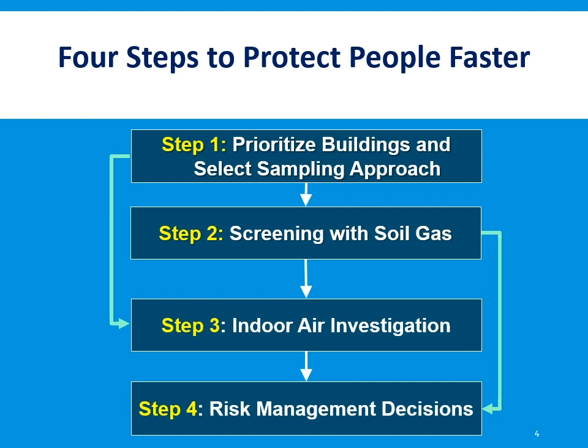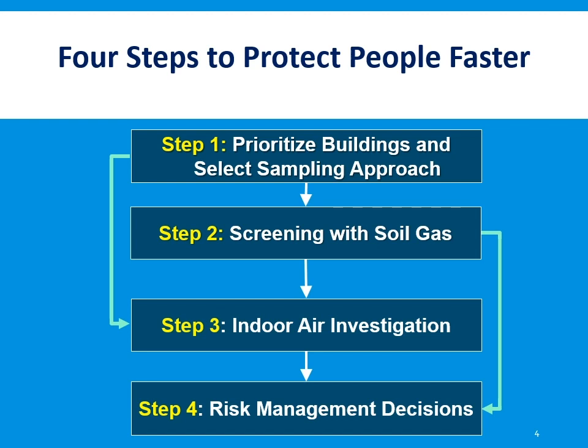As the slide shows, step 1 is the prioritization of buildings and the selection of the sampling approach. Step 2 is using soil gas to screen buildings. If the soil gas data indicate a potential exposure, meaning the subsurface concentrations exceed a screening level, then indoor air sampling occurs in step 3. Then, with all the data, a risk management decision is made in step 4.